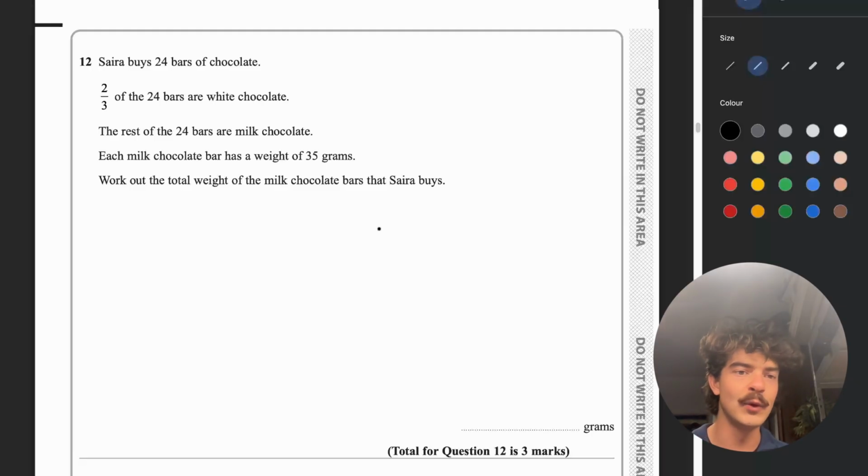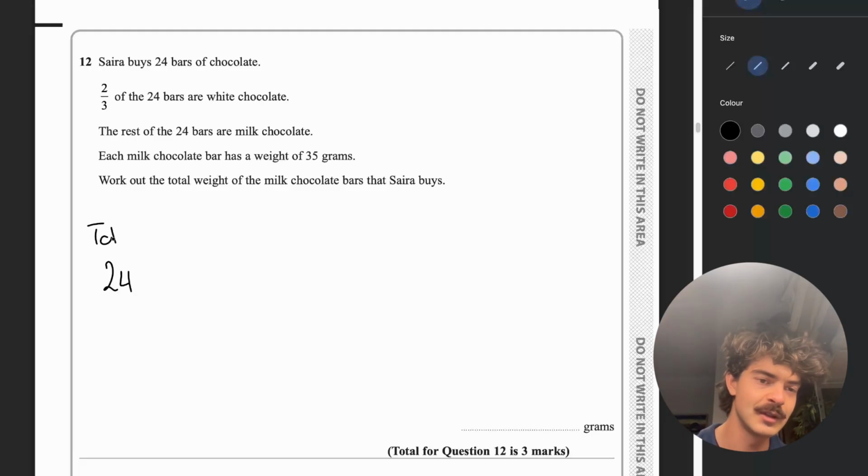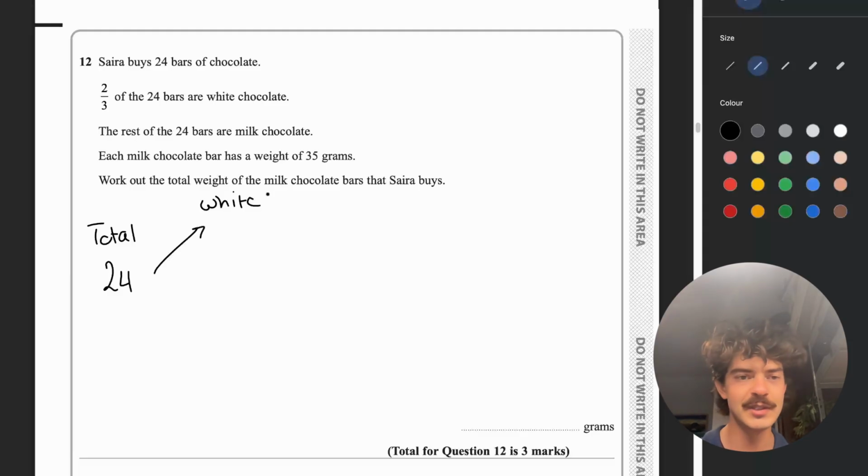Sarah buys 24 bars of chocolates. 2/3 of the 24 bars are white chocolate. All right, let's do this as though it's a diagram. So we've got 24 in total. 2/3 of the 24 bars are white, okay? Let's figure out how many are white. So 2/3 of 24, divide by 3 times by 2. 24 divided by 3 is 8. 8 times 2 is 16, so 16 are white chocolate.